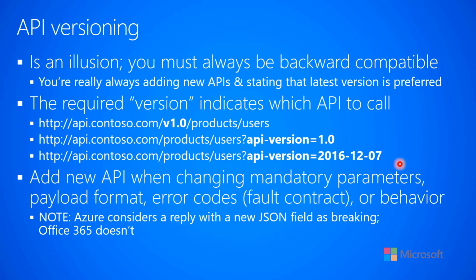Note, as an interesting side note here, that Azure considers a reply with a new JSON field as breaking. So in Azure services, for example, at Microsoft, if an API returns a new JSON field in the payload, that's considered a breaking change. On the other hand, Office 365 services at Microsoft don't consider that a breaking change. They say that if we just add another field to a JSON payload, that's okay, and the clients just have to deal with that.